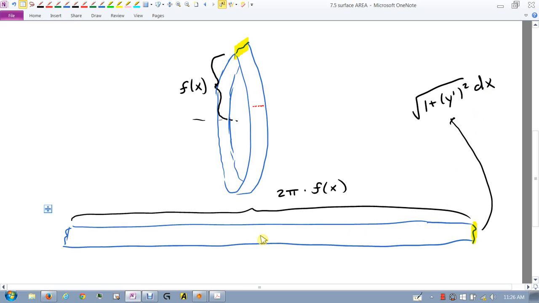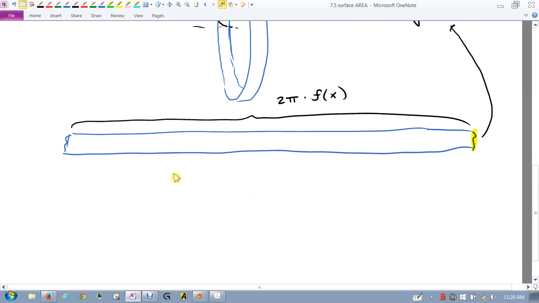So the area of this parallelogram looking thing is 2 pi times the function times the square root of 1 plus the derivative of the function squared dx. Add them up. And then the integral is going to add them all up. And that'll be the surface area of the whole thing. All right.